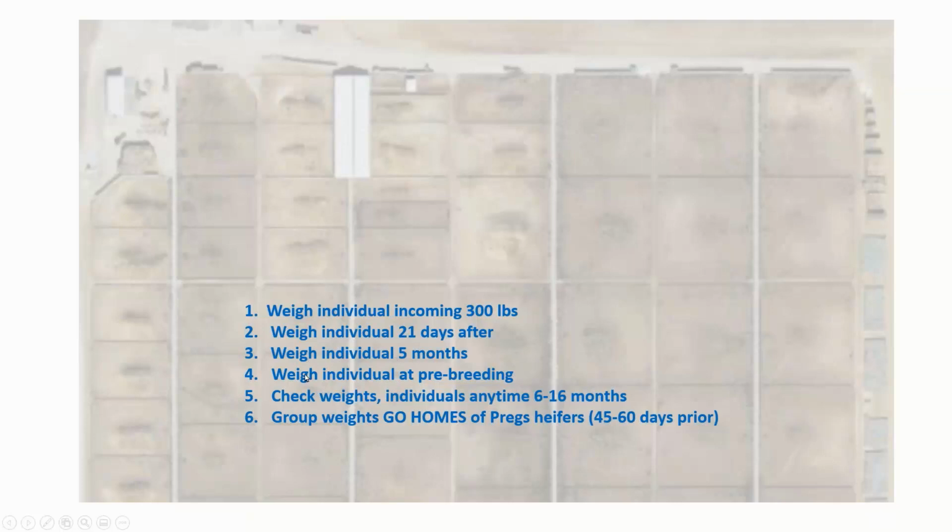Then at pre-breeding, which is 12 to 13 months in some of these cattle and 13 to 14 in some of the other groups, depending on who owns the animals within the feed yard. So we get some incredible information at 300 pounds, 21 days later, 5 months, and then pre-breeding.